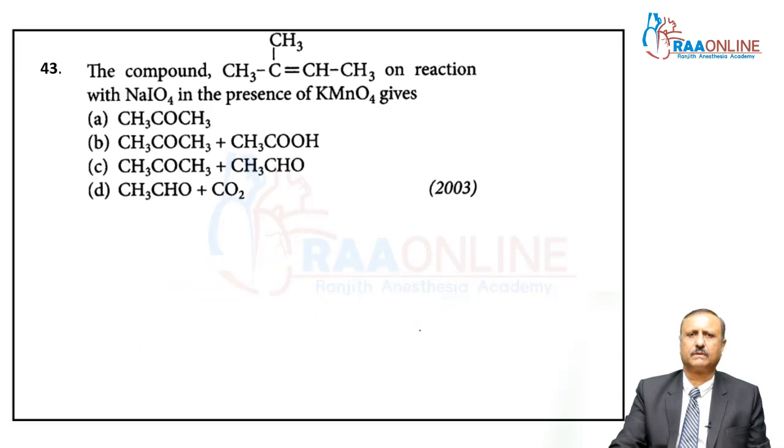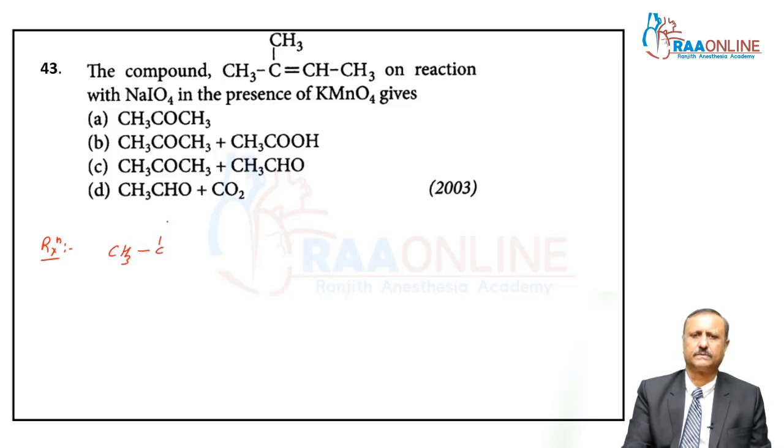Now we can see question number 43. The compound CH3 C CH3 on reaction with NaIO4 in the presence of KMnO4 gives, my dear students, here what is the reaction? Here you can see CH3 C CH3 double bond CH CH3. Here, my dear friends, KMnO4 is the strongest oxidizing agent and NaIO4 is also an oxidizing agent. So, both act as oxidizing agents.